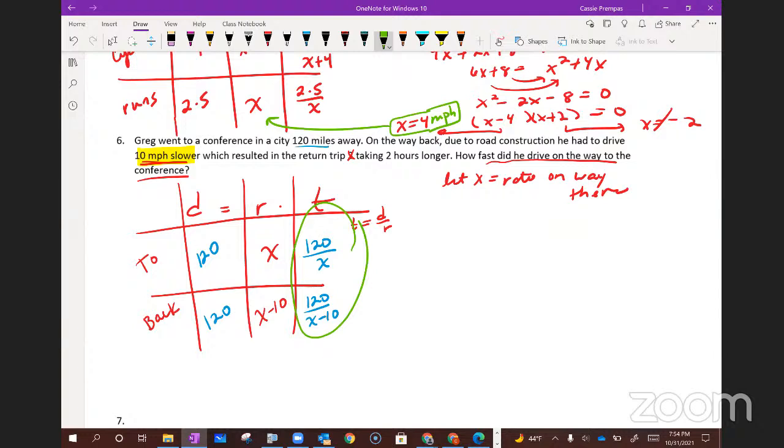I like to see which part took longer. So going back took longer. So I start with the time going back. And if it's longer, I say, what do I have to add to the time going there? So that would be the time going there plus how much longer? 2 hours. So plus 2. So again, the time going back took longer.